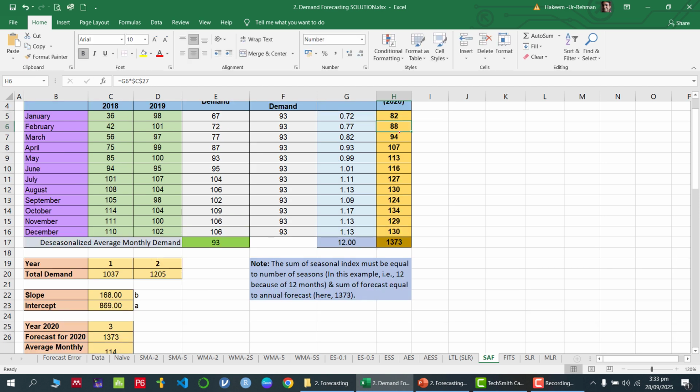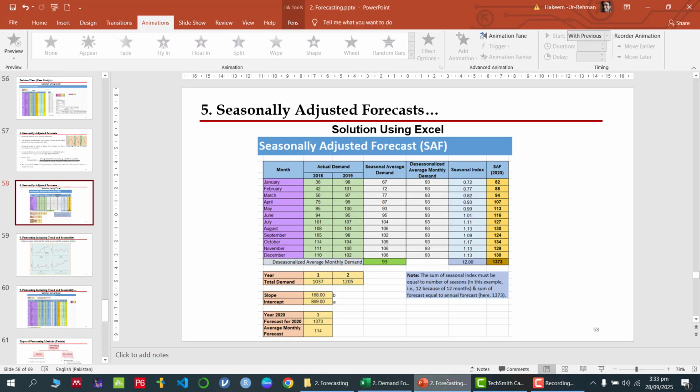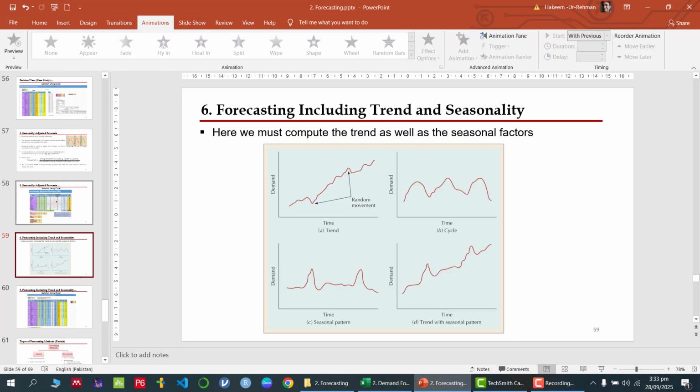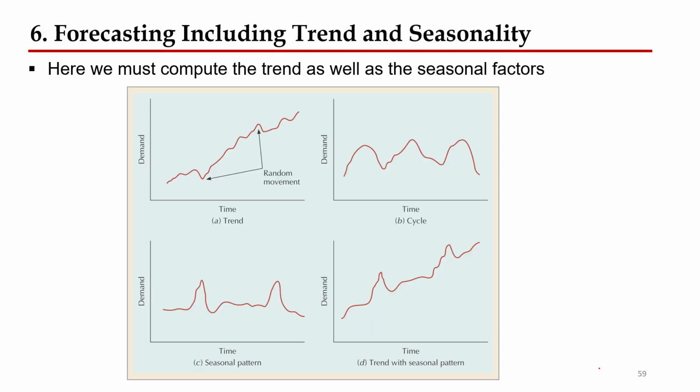Okay, so we are going to get the monthly forecasted demand for the next year. I hope you got the idea. Now, let me apply the same approach. Over here, we have the linear trend as well as the seasonality.